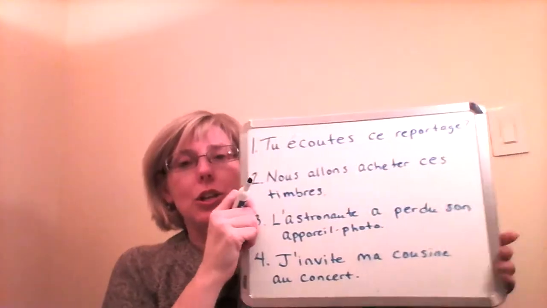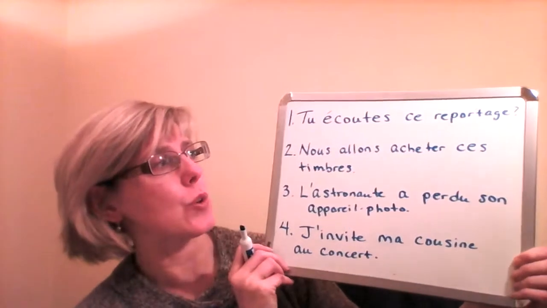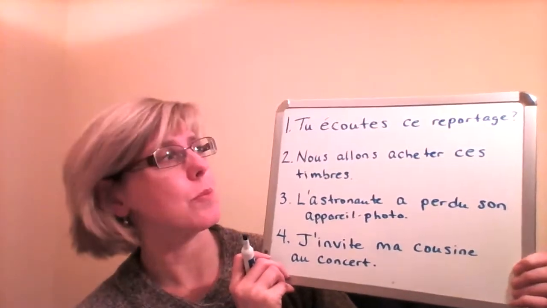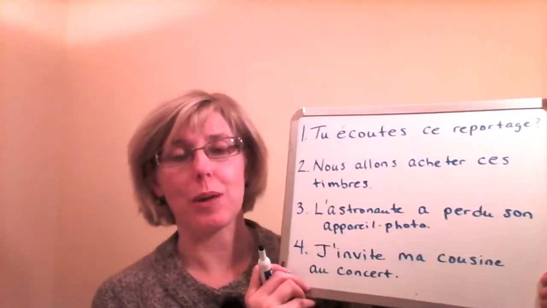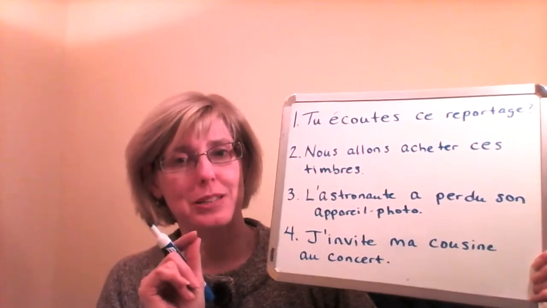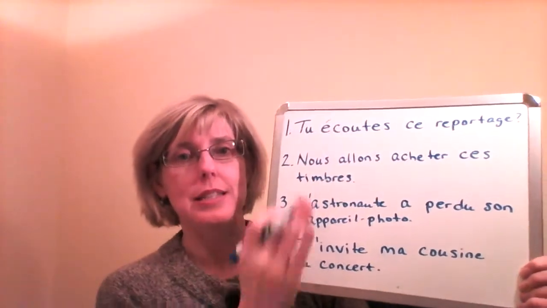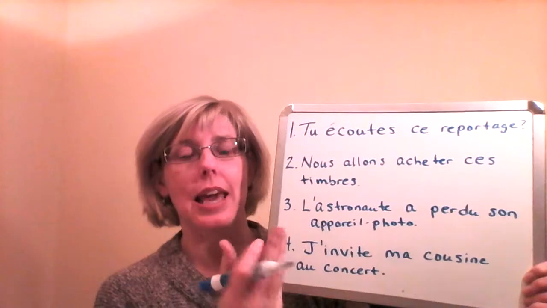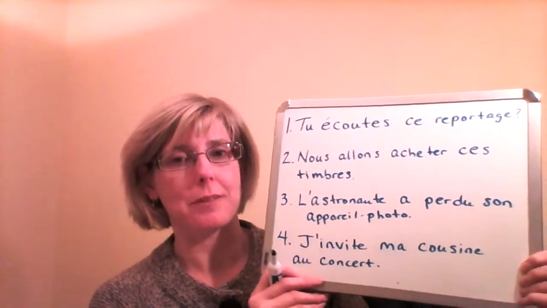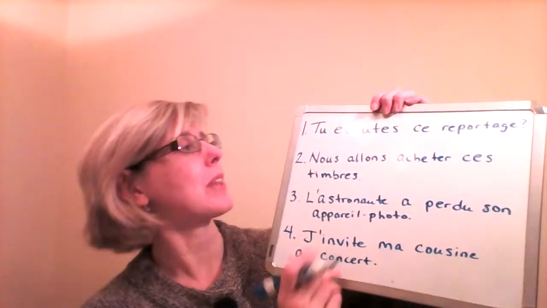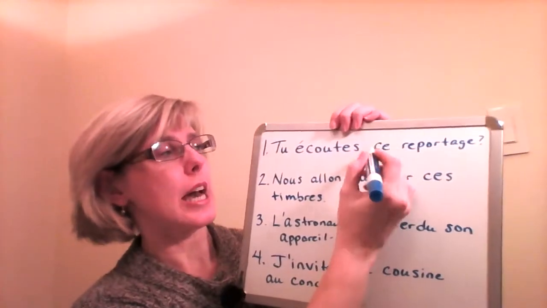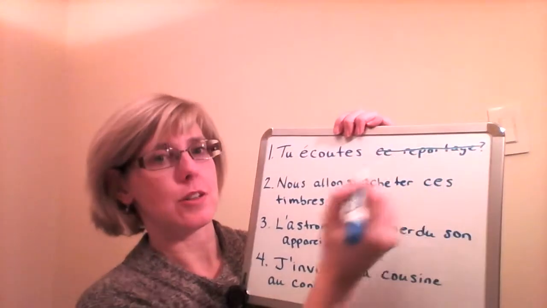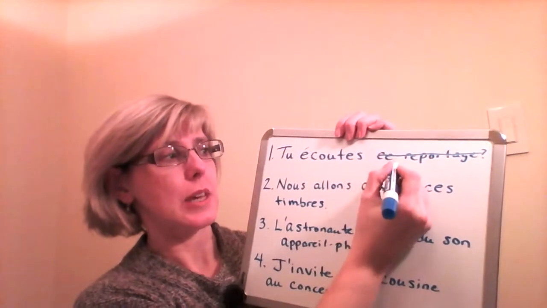All right, before we go on to the next part, which is contrasting le, la, les with all, let's just take a look at these sentences and see if you could replace the direct object with the right pronoun. Again, you have a pause button, so I encourage you just to pause this, take a minute to copy these down, and write the sentences as you think they should be. Okay, here we go. So, tu écoutes ce reportage. There's my direct object. Replace it with le.